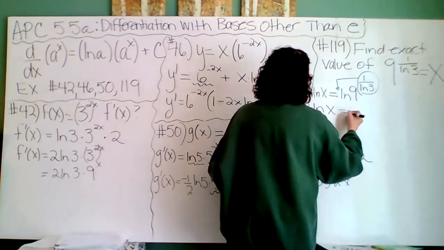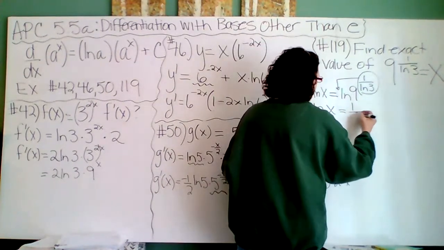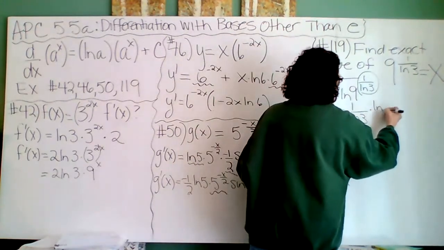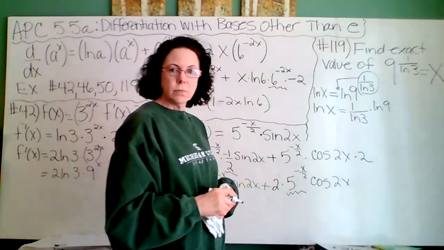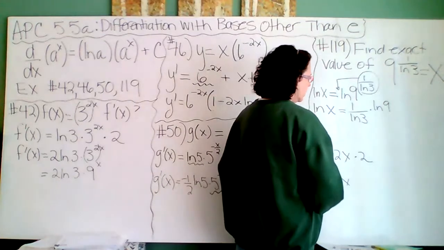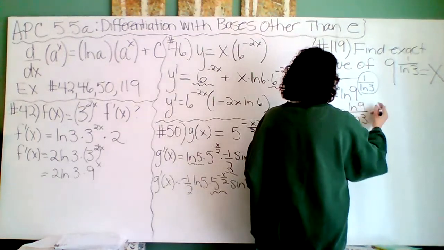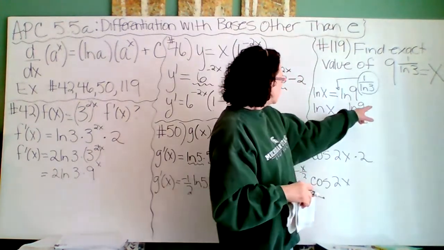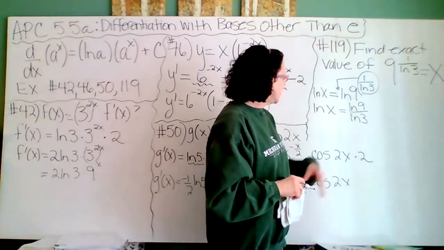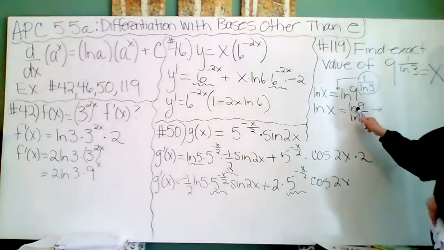That would be the natural log of x on the left. And this would be 1 over the natural log of 3 times the natural log of 9. Right? Or I could have simply written it as the natural log of 9 over the natural log of 3, right? Well, I don't see any math I can do here. It would be nice if I had a natural log of 3 or a natural log of 9 that canceled out.